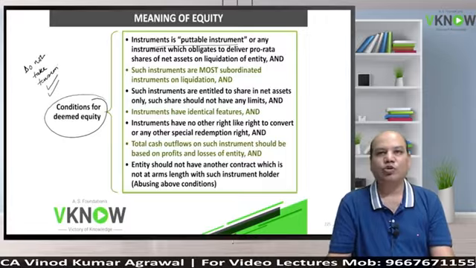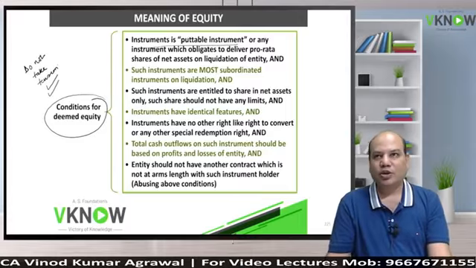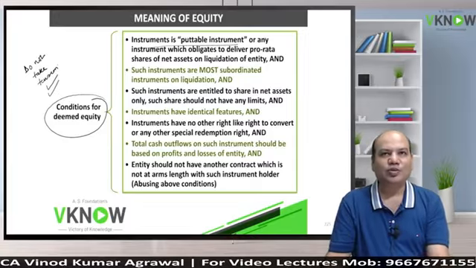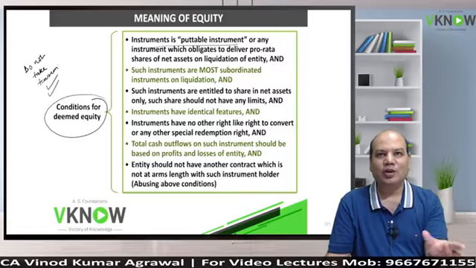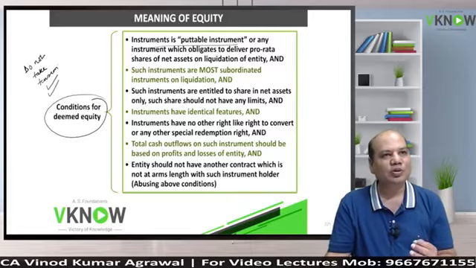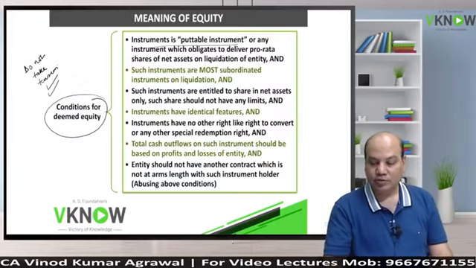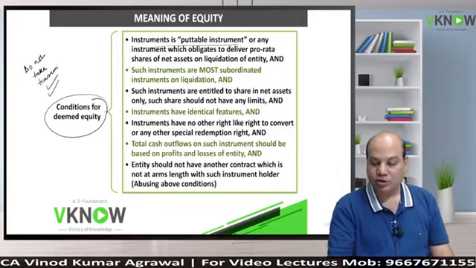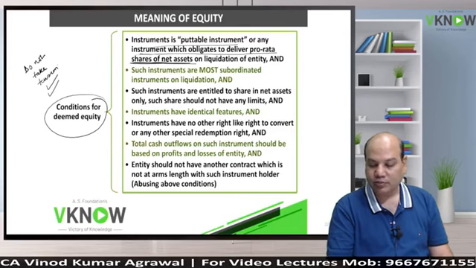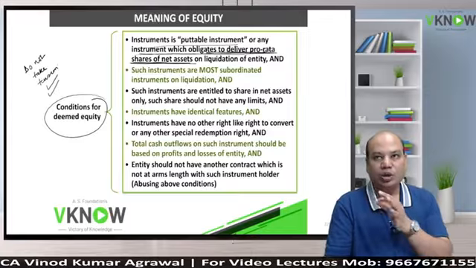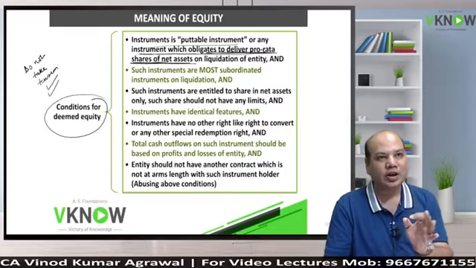A simple example is a unit of a mutual fund. A unit of a mutual fund is a putable instrument. Any time you can give it back to the mutual fund and the mutual fund is bound to pay you the cash. So that is an example. An instrument is a putable instrument, or any instrument which obligates to deliver pro rata share of net asset. Underline. That means any instrument under which the holder will get pro rata share in the net asset.